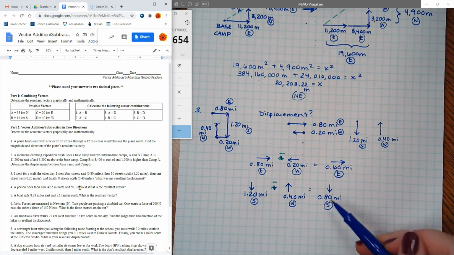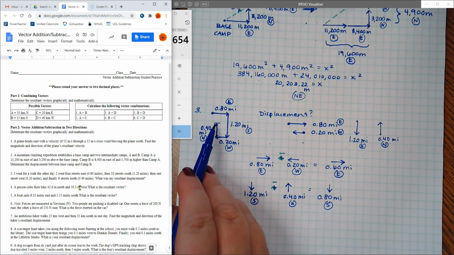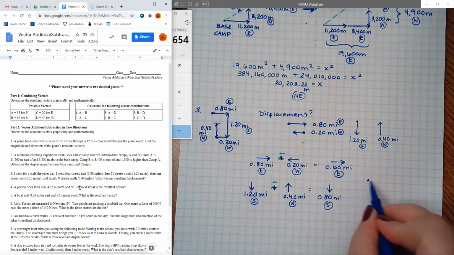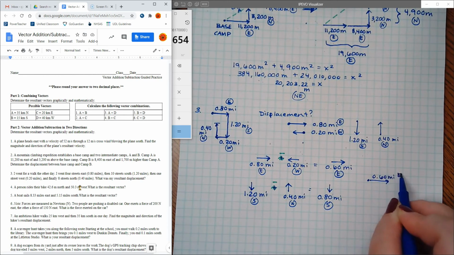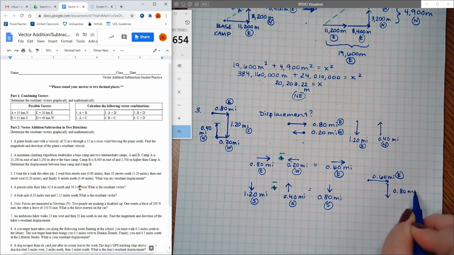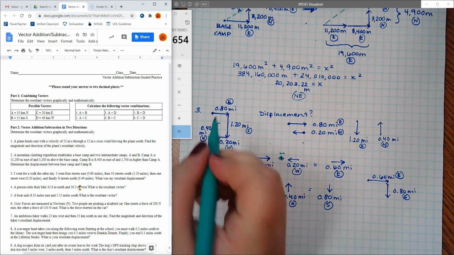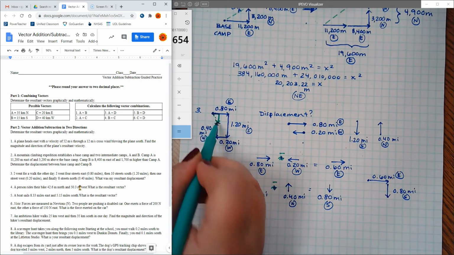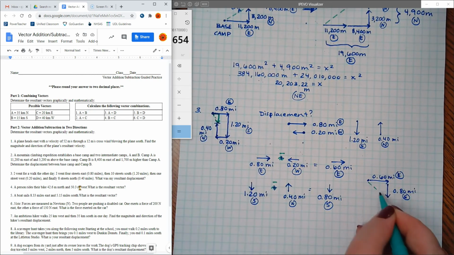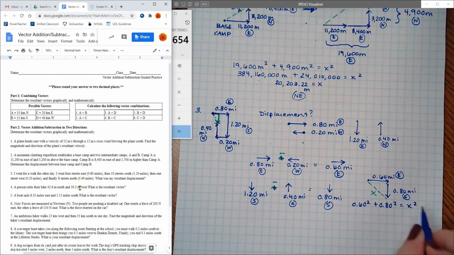So from this dot to the end of the walk would be 0.6 miles east, and then 0.8 miles south. So that would be this walk here, and then we're going to find out what that diagonal line was. So if I connect here, this will be x, and I have 0.6 squared plus 0.8 squared equals x squared.